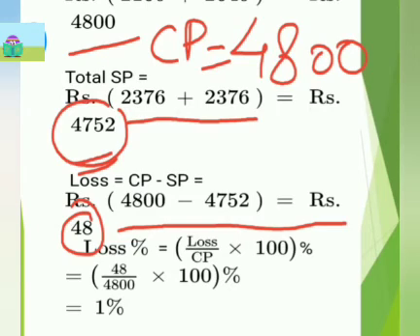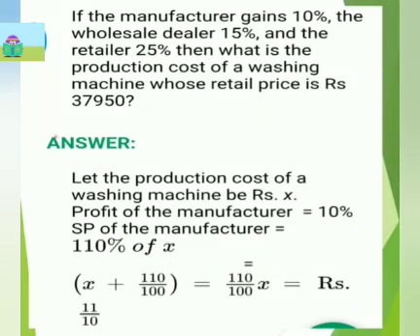Now you will calculate the loss percentage. So you know the formula, loss percent is equal to loss upon CP multiplied by 100. Put the values of loss. So loss is 48 and the CP is 4800. Multiply by 100. When you solve, you will get a loss of 1% here.